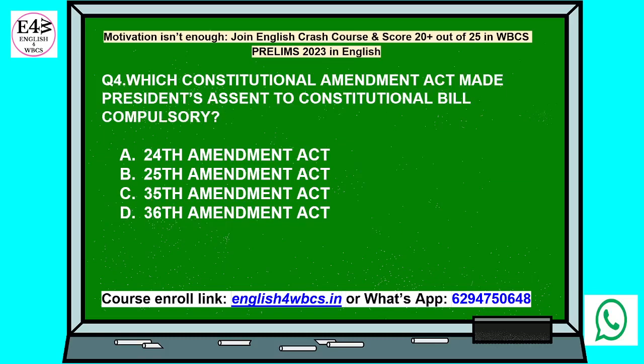So again, now coming to the fourth question. Which Constitutional Amendment Act made President's assent to constitutional bill compulsory? This is a very important question. প্রেসিডেন্টের অ্যাসেন্ট কম্পালসরি করেছে কোন অ্যামেন্ডমেন্ট অ্যাক্টে? So this is 24th Amendment Act. 24th Amendment Act, which took place in 1971.